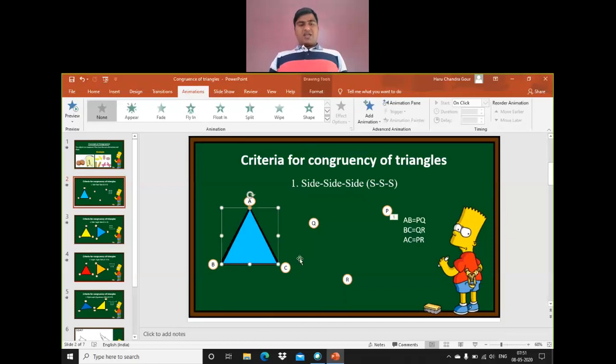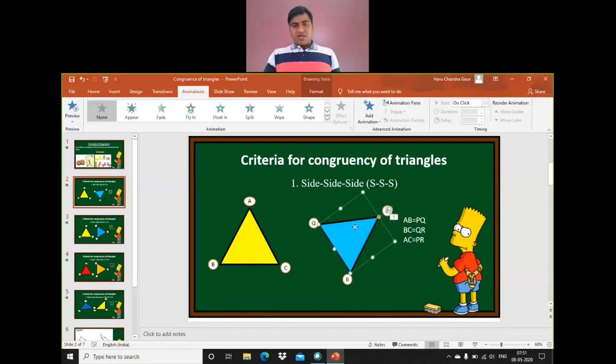So these two triangles exactly overlap each other. So therefore, triangle ABC is congruent to triangle PQR. If three corresponding sides are equal, then the two triangles are congruent. This criteria is called sides or SSS congruency.